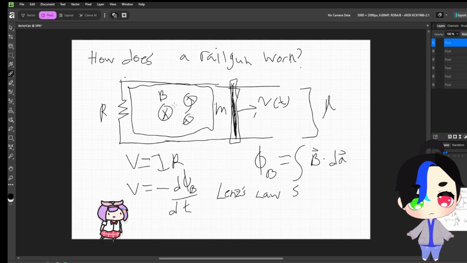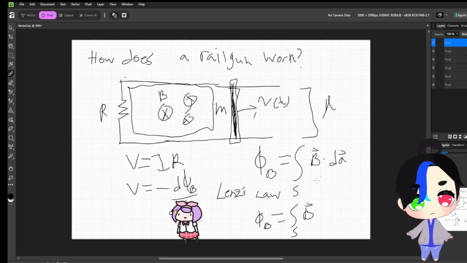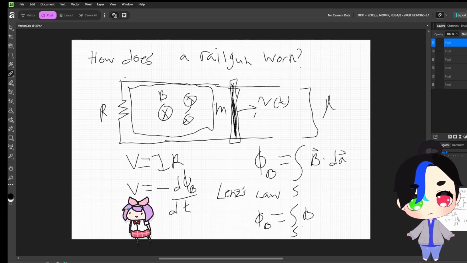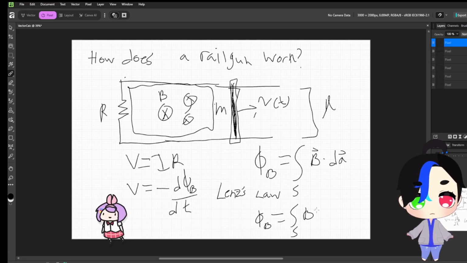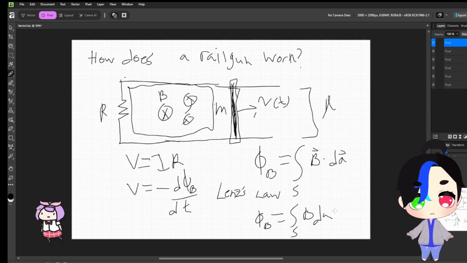This B is constant, and the area vector we define as perpendicular to the surface, which makes it parallel to B, which means I can get rid of the dot product. Like we discussed last week, if the two vectors are parallel, then the dot product is maximum and just becomes the product of the magnitudes. So I'm going to drop the vector notation. And this just becomes an area integral.